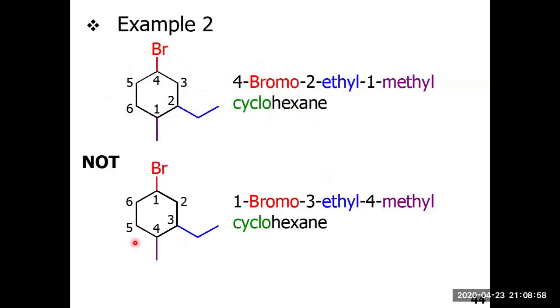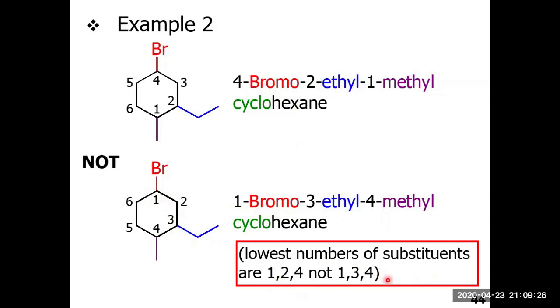Now, what is wrong with this? So in this case, the numbering of the chain started from 1, 2, 3, and 4. And this one gave a 1, 3, 4 combination. And obviously that is a higher combination of locants as compared to 4, 1, and 1. So hopefully there are no questions for this.